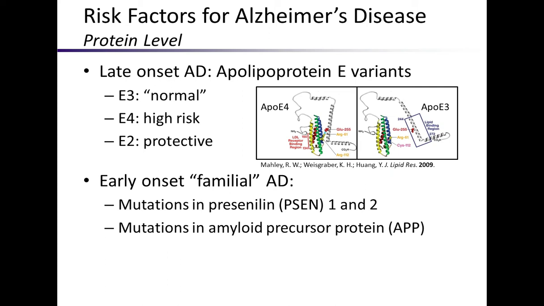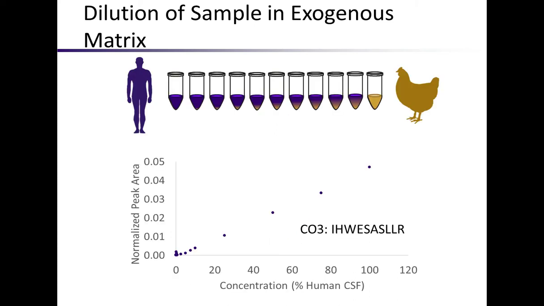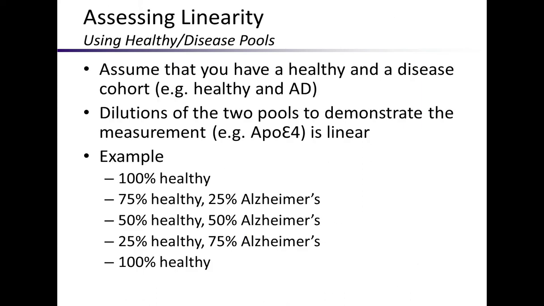And so what we did here, we're looking for different proteins in Alzheimer's disease, and we just took our human sample and diluted it in chicken. Okay, so our 100% concentration is our human sample, and our lowest concentration is chicken. We did 2 different dilution series to make sure that we take care of any systematic errors. And what you can see is when you do this, you get nice linear results. So this is for the peptide IHW from CO3.